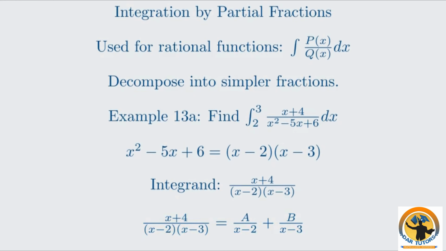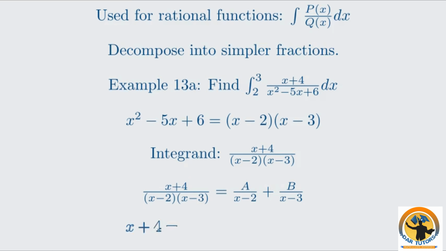We can find A and B by multiplying both sides by the common denominator. This gives us x plus 4 equals A times x minus 3 plus B times x minus 2. A quick way to find A and B is to choose values of x that make one of the terms 0.